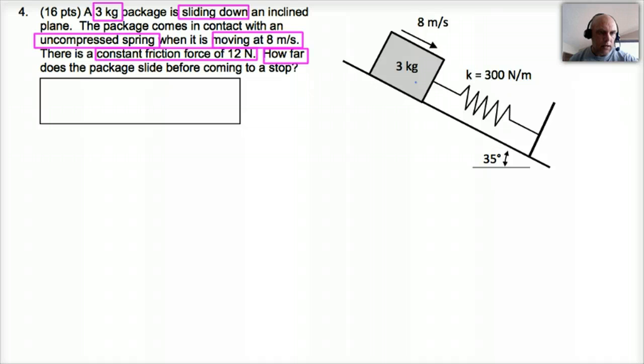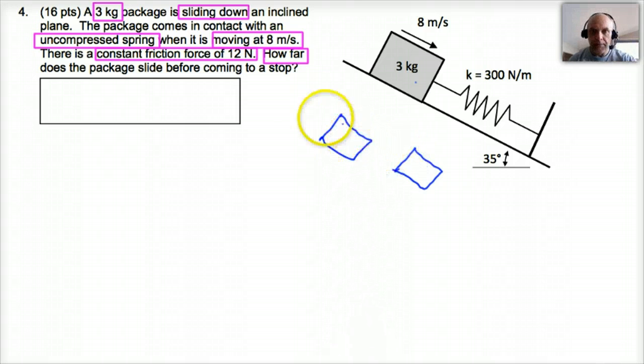Alright, so let's draw this out. We'll have a box, and then a little bit later it comes down to here and stops. So we have some distance it slides, x.